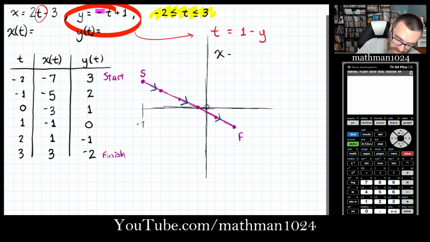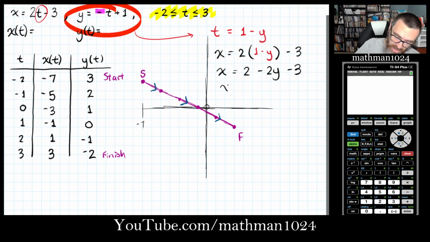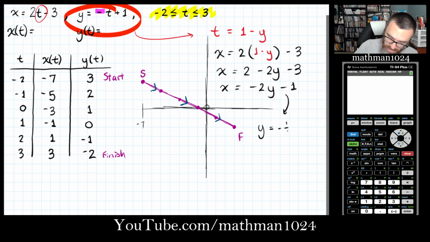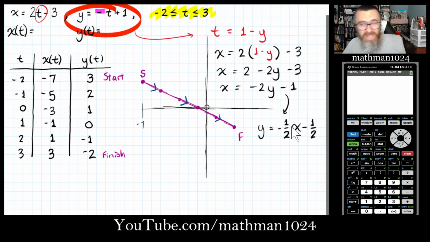So then we'd have x is equal to 2 times t, which is 1 minus y, and then we have minus 3. And so we just work it out from here. Distribute. And then we can combine like terms. So negative 2y minus 1. Or from here you say, you know what, let's make this in terms of y, put it in slope-intercept form. So y is equal to negative 1/2 x minus 1/2. And you'll see that that does line up with what we have here in the picture.